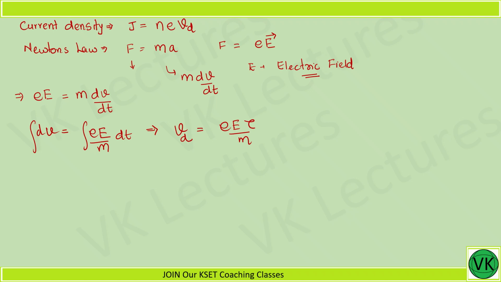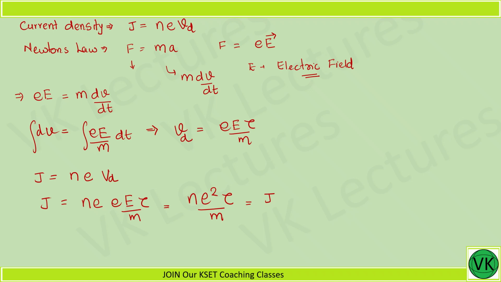So we already know J is equal to n e vd. Now we have another formula for vd, which is eE tau by m. So J is equal to n e times eE tau by m, which is equal to n e square tau E by m. So this is the current density J.